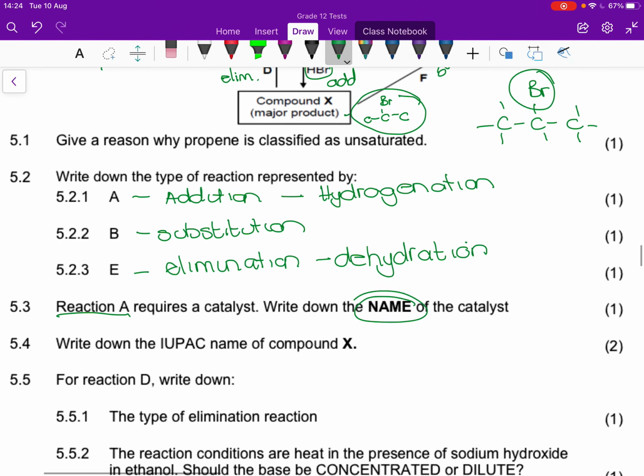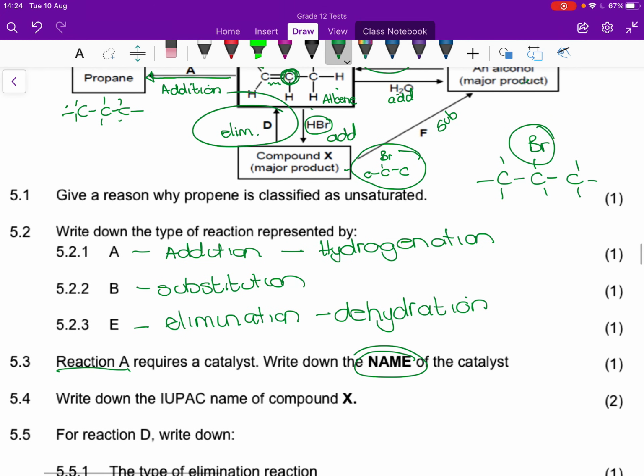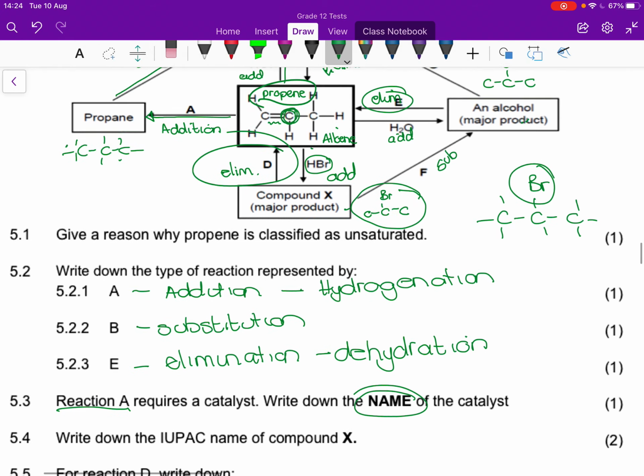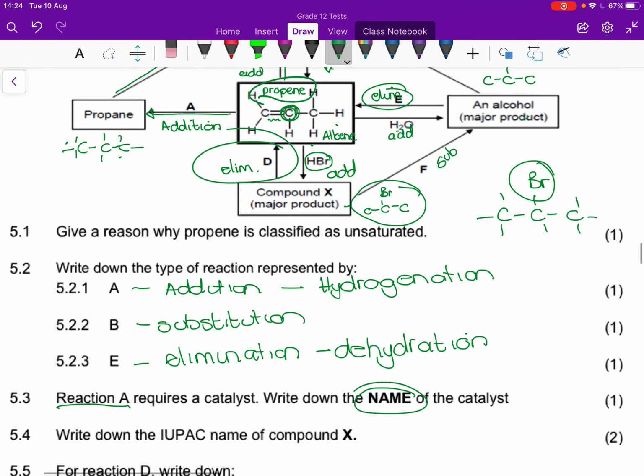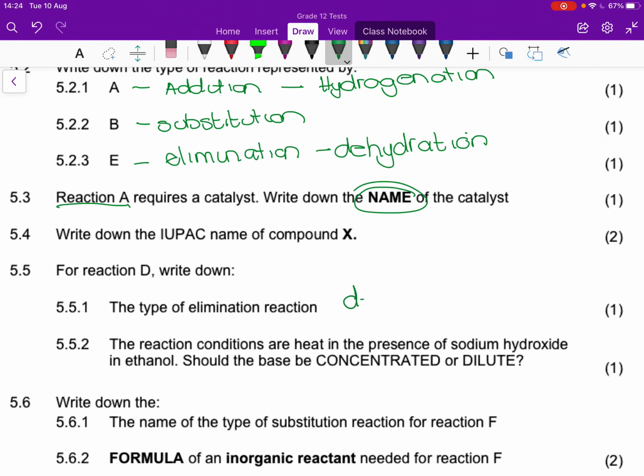For reaction D here. Write down the type of elimination reaction. So in reaction D, in order to get to propene, I'm taking off a hydrogen and I'm taking off a halogen. So that makes this dehydrohalogenation. Okay, hydrogen, halogen coming off. The reaction conditions are heat in the presence of sodium hydroxide and ethanol. Should the base be concentrated or dilute? Well, for elimination, it's got to be concentrated, not dilute.